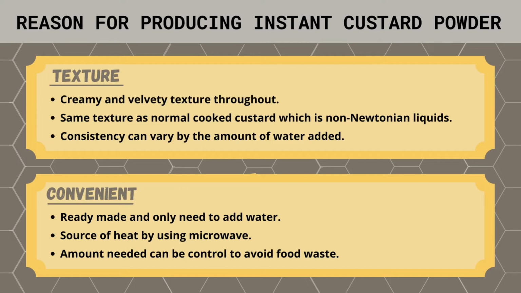As for the convenience, the delicious custard can be obtained only by adding water to the instant custard powder. The preparation process only requires a few minutes in the microwave before being consumed. Normally, when making custard traditionally, the amount is based on the ingredients used and causes wastage. While when using the instant custard powder, the amount can be controlled and the excess can be stored for a long time.